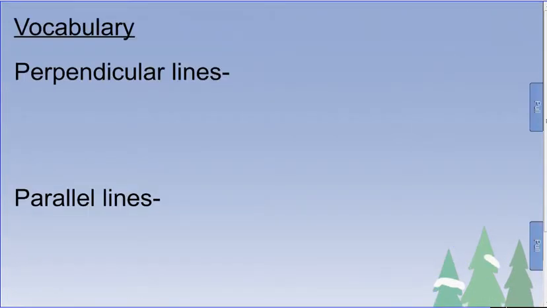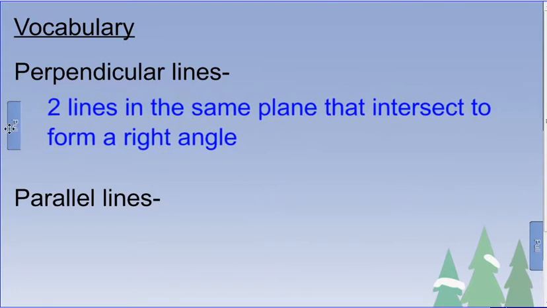Today's lesson, we've got two vocabulary words. We've got perpendicular lines and parallel lines. If you remember from way back when you talk about geometry, perpendicular lines are two lines in the same plane that intersect to form a right angle. Basically, it means it's two lines that crisscross and they make a 90-degree angle.